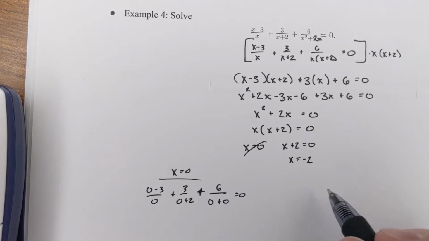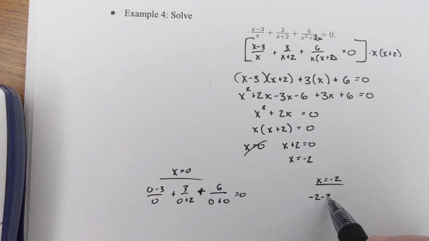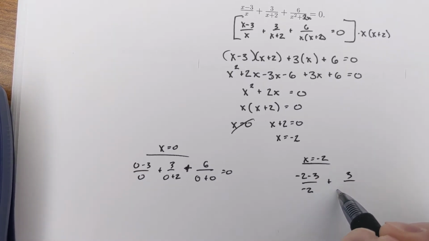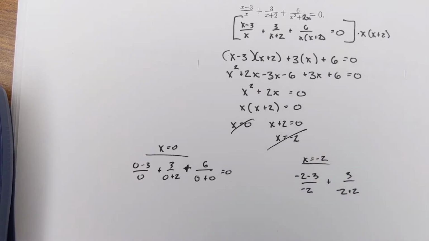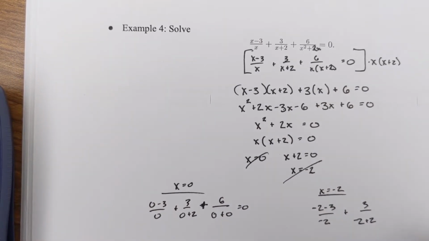Let's try -2. So if x is -2, that becomes -2 minus 3 over -2. So that one's going to be okay. Plus 3 over -2 plus 2, and there's my problem. That's going to be 0. -2 doesn't work either. This equation has no solutions. Nothing works.